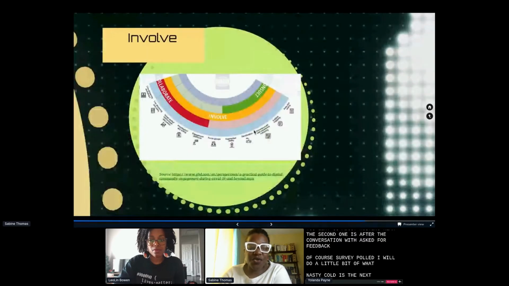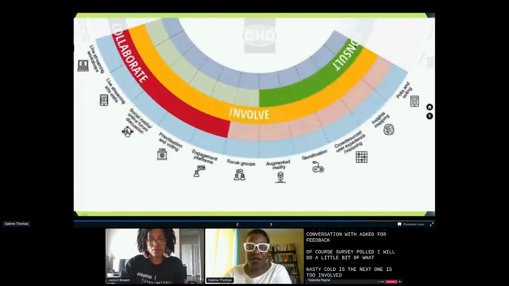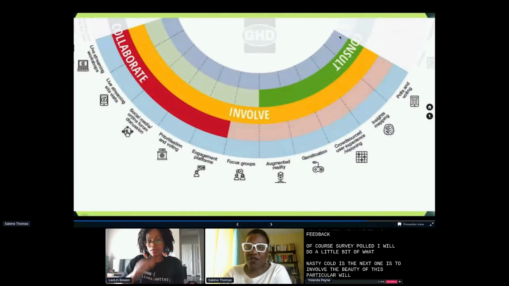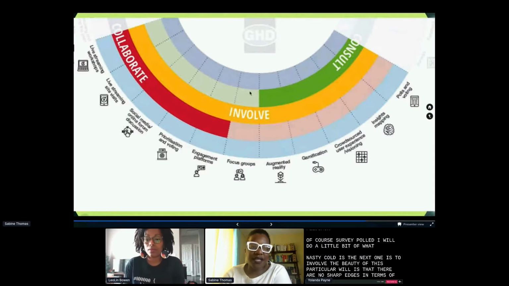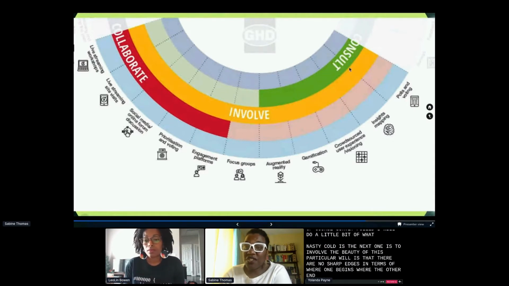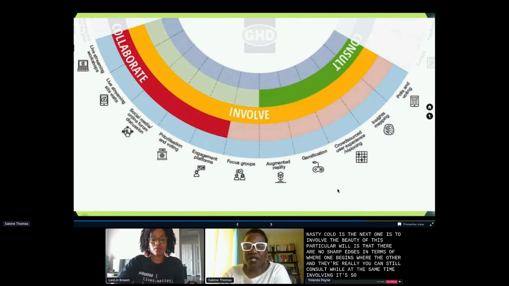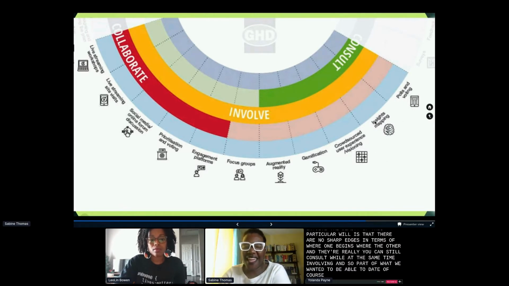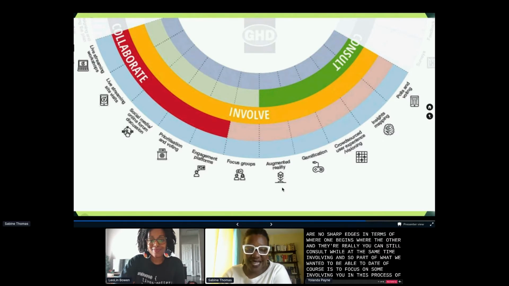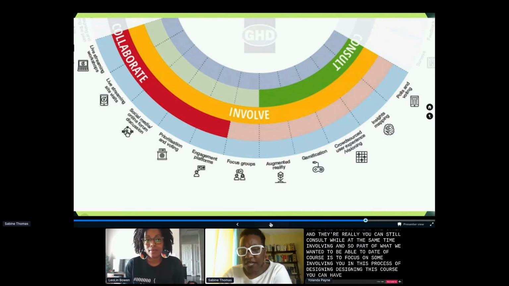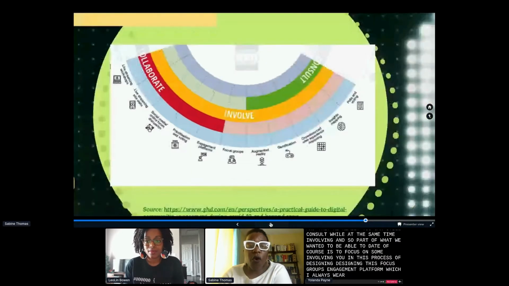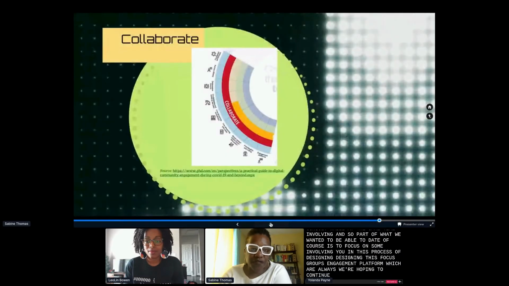The next one is to involve our stakeholders. And as you can tell, the beauty of this particular wheel is that there are no sharp edges in terms of where one begins and the other ends. You can still consult while at the same time involving. And so part of what we wanted to do today, of course, is to focus on some insight mapping. We're involving you in this process of co-designing this digital community engagement toolkit. Of course, you can have gamifications, focus groups, engagement platforms, which are all ways we're hoping to continue engaging folks.